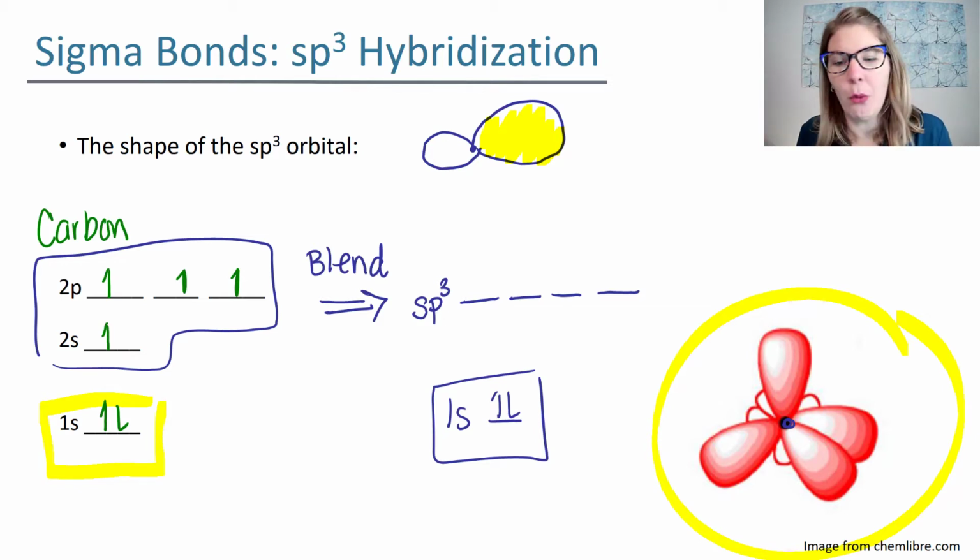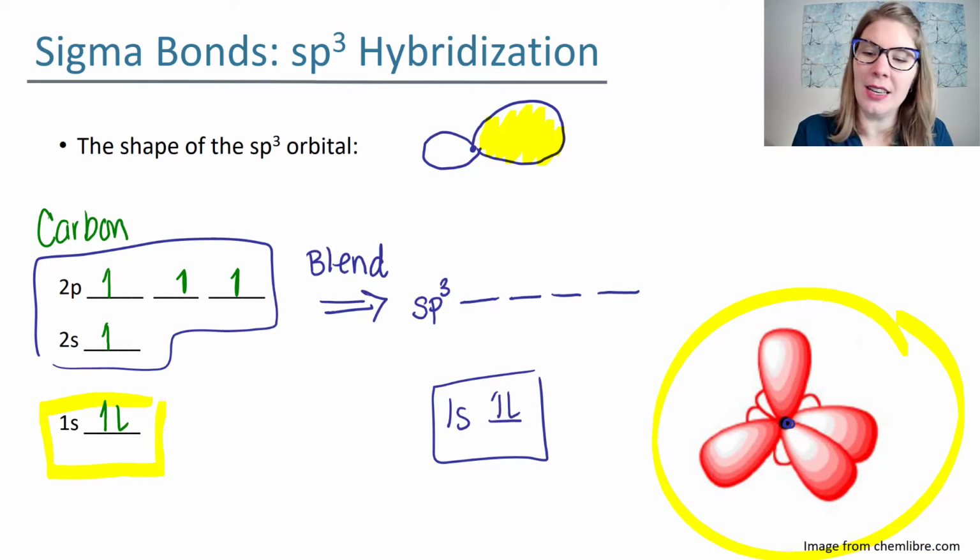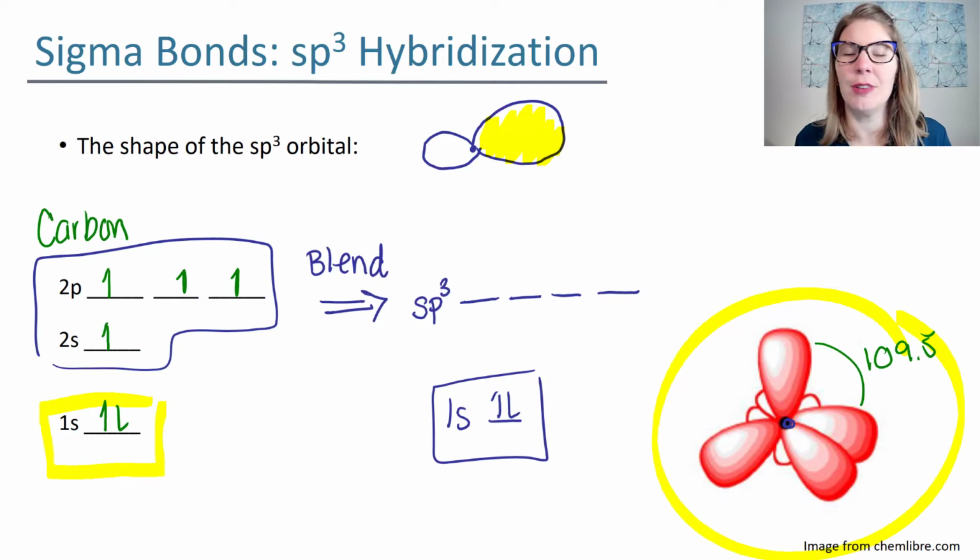And now we can start to see that when these get arranged, they're all 109.5 degrees away from one another. They're all the same length, which means they're also going to be the same energy because the orbitals are the same shape. So now we have a reason to say sp3 hybridization, that solves all of our problems.